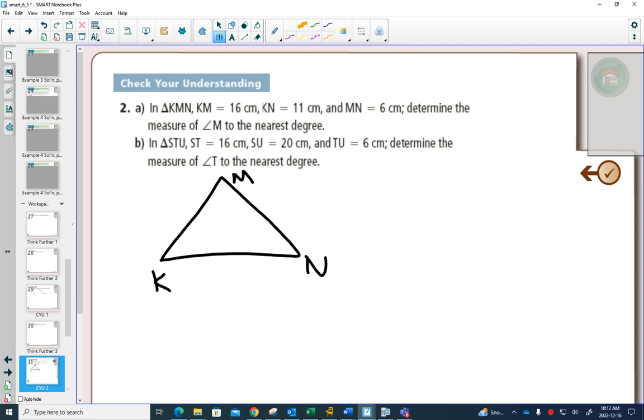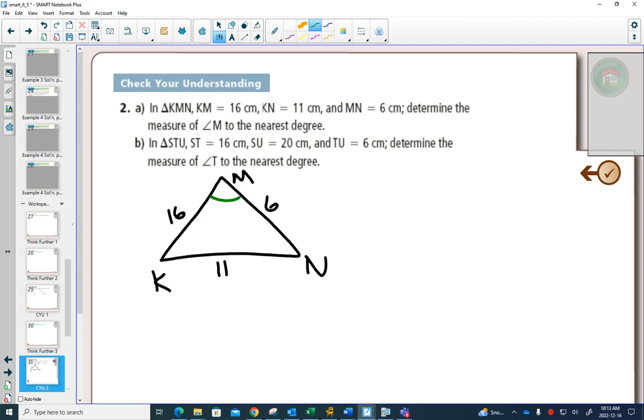But according to this, K to M is 16, K to N is 11, and M to N is 6. Once I label it, I sure feel like this is not to scale. Can you see that my 16 side and my 6 side do not match up, with 16 being much bigger than 6? But that's okay. Determine the measure of angle M. Well, that would be this angle right here.